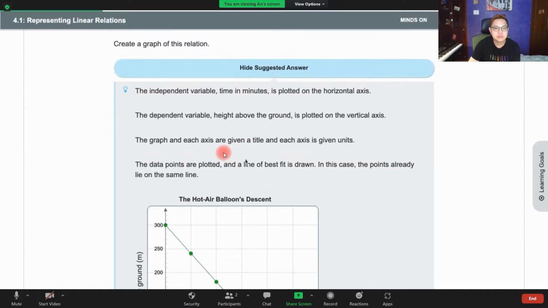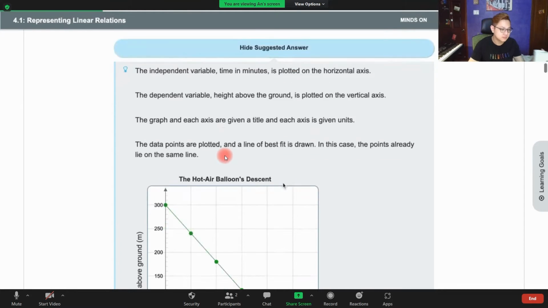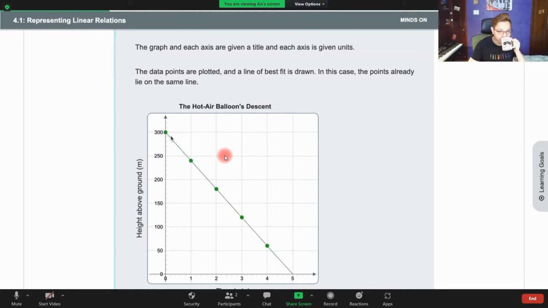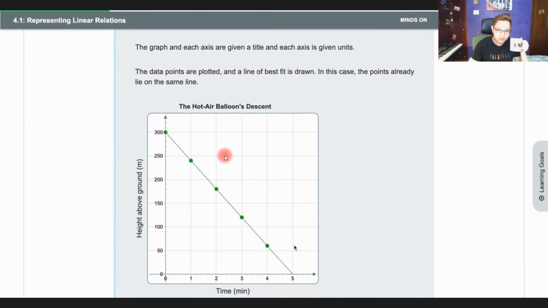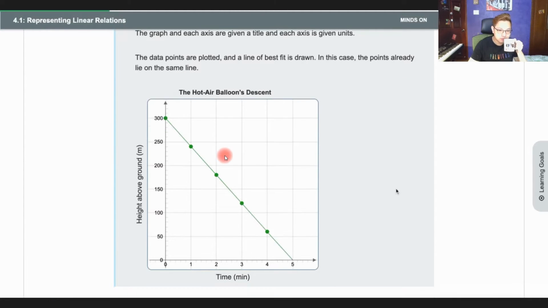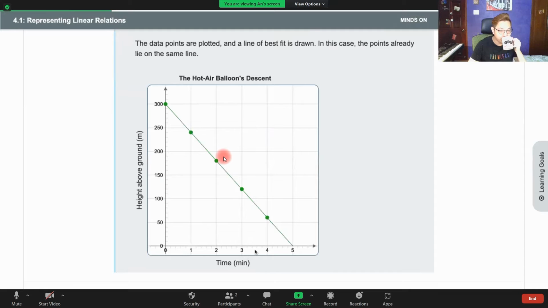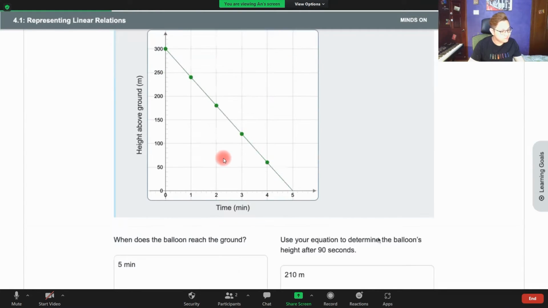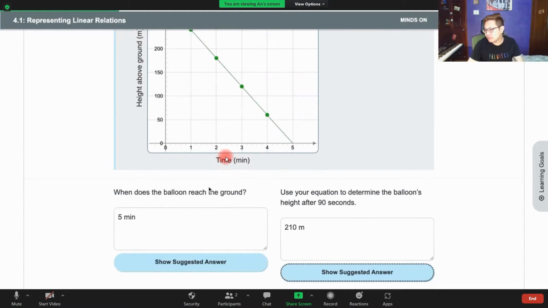So let's continue. This is a graph of a hot air balloon descent from 300 meters to 0 meters in 5 minutes. When does the balloon reach the ground?